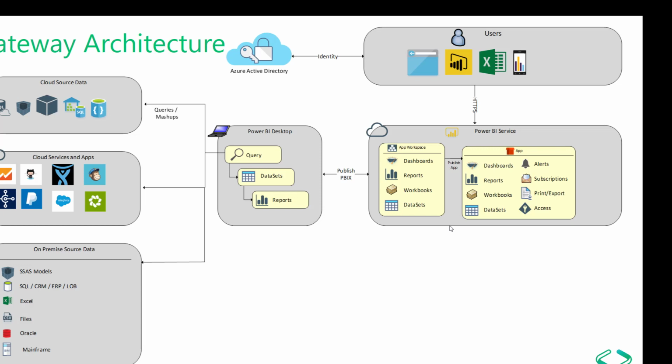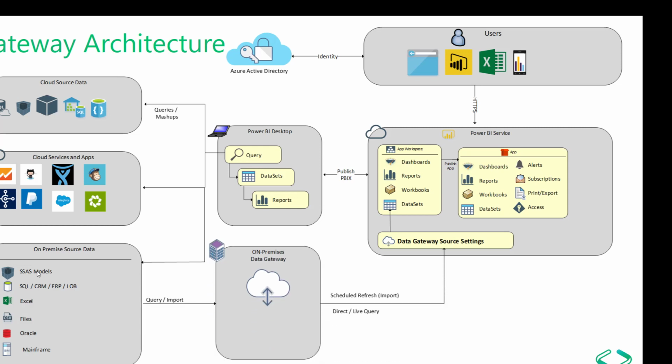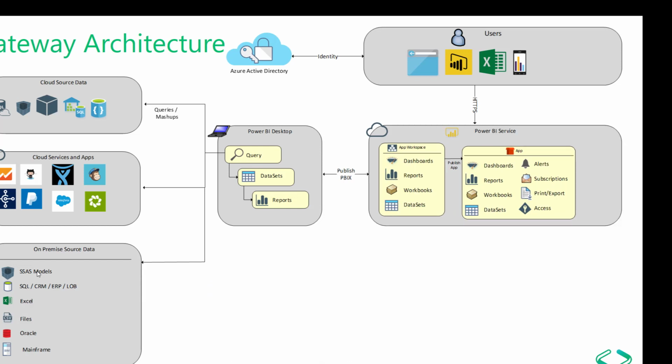So we need a way for the Power BI service, running in the cloud with very little connection to the on-premise data, to be able to refresh that data. And some of the technologies like analysis services support live connections, where as soon as you click on a slicer, it's running a query direct back on the analysis services model. So this is where the on-premise data gateway comes in.